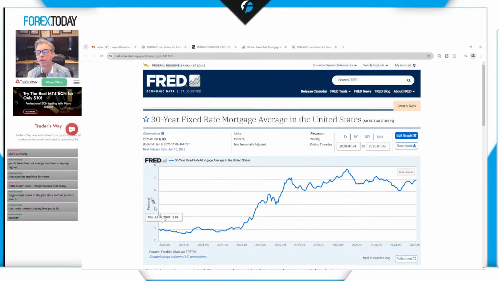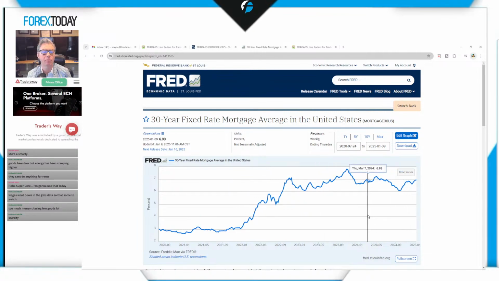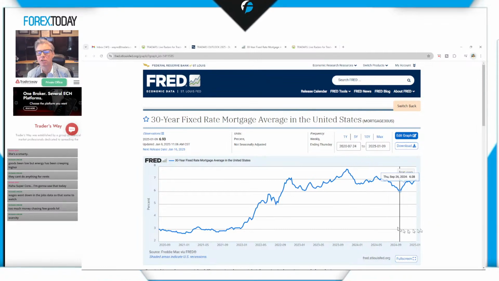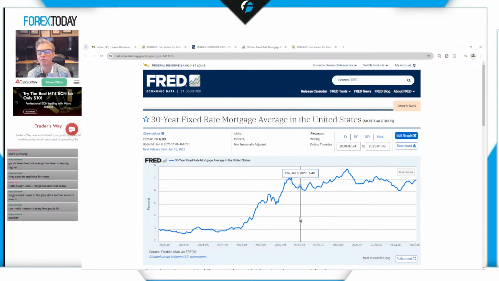If the 30-year mortgage is coming down, people are more likely to buy and sell houses. And if they're buying existing homes, then they need to fix them up. If they're going to fix them up, they're going to go to Home Depot and buy things there, maybe have them delivered, and they're going to hire contractors. And all of a sudden GDP is awesome. Everything is awesome. But nobody wants a 7% mortgage.